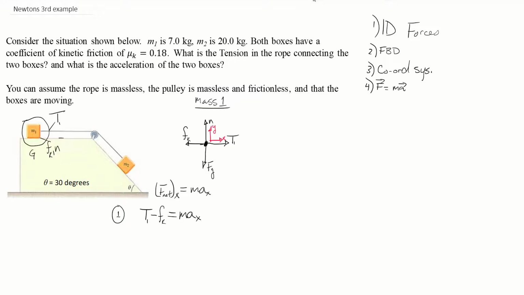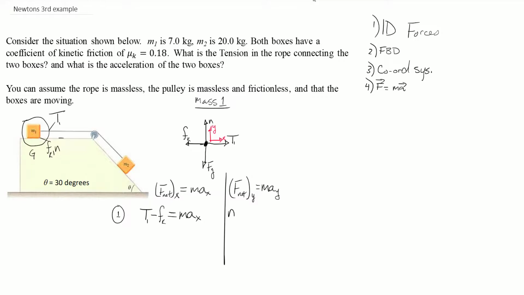If we look in the y direction, let's just draw another equation here. F net in the y direction is going to be equal to mass times the acceleration in the y direction. And with this coordinate system, our friction and our tension have no y component, so they're not going to come in here.